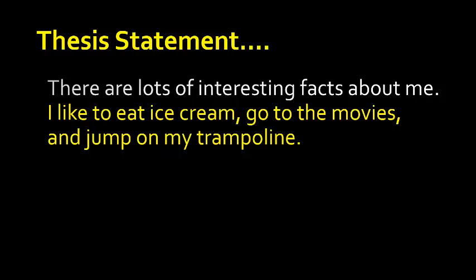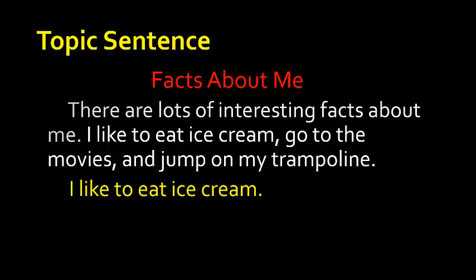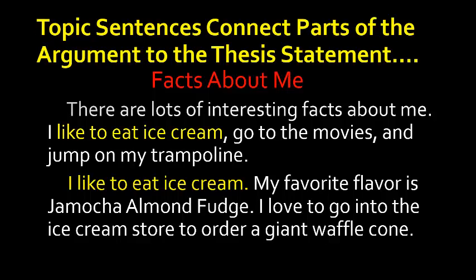You'd make that parallel, so you would use a verb for each one. I like to eat ice cream, I like to go to the movies, and I like to jump on my trampoline. Now we can already predict the structure, right? So here is the title, Facts About Me. You have your hook in white, lots of interesting facts about me. You have your thesis statement, this one-sentence statement in yellow. And of course your first topic sentence is, I like to eat ice cream. It mirrors, as you can tell, part of the thesis.